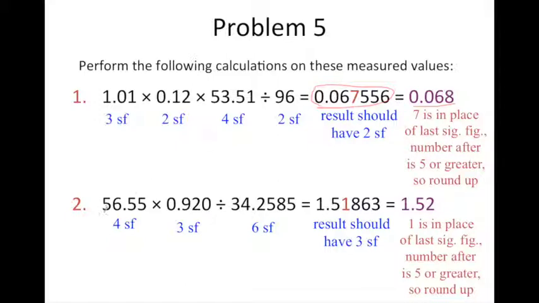And here, we multiply and divide these numbers. We should get about 1.51863. How many sig figs should it have? Well, we have to look back at these numbers. This has 4, 3, and 6. Our least certain number had 3 sig figs, so our answer can only have 3 sig figs as well. 1.518, we're dropping the 8, which is 5 or greater, so we'd round that up to a 2. So 1.52 would be our final answer.